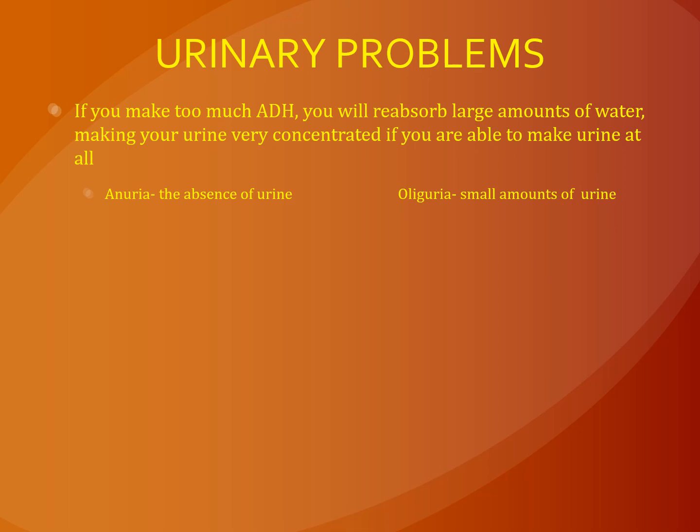Okay. Now, if you make way too much ADH, you can get what's called anuria. Anuria is where you don't make urine at all, and that is not a good thing. That's usually a sign of either a tumor in the hypothalamus or part of your pituitary gland, or some type of genetic problem or severe dehydration. You can also have oliguria, which is where you make small amounts of urine.